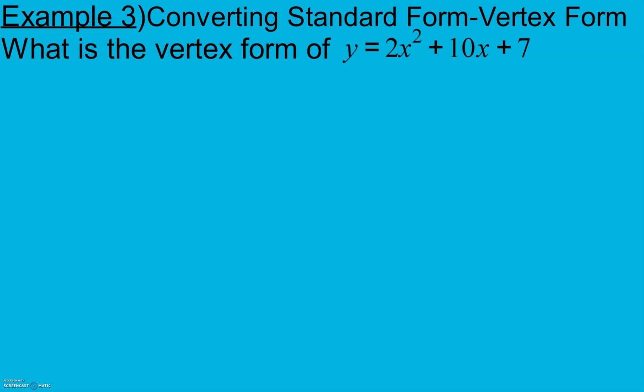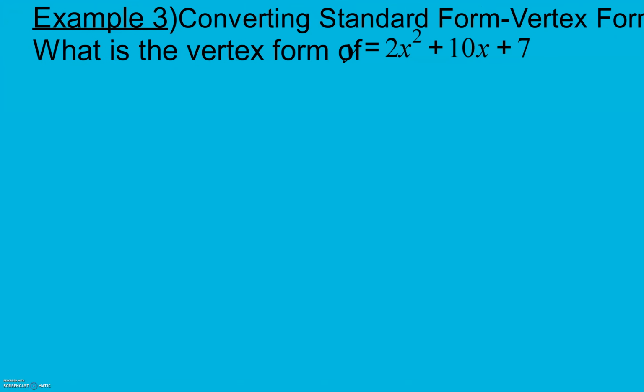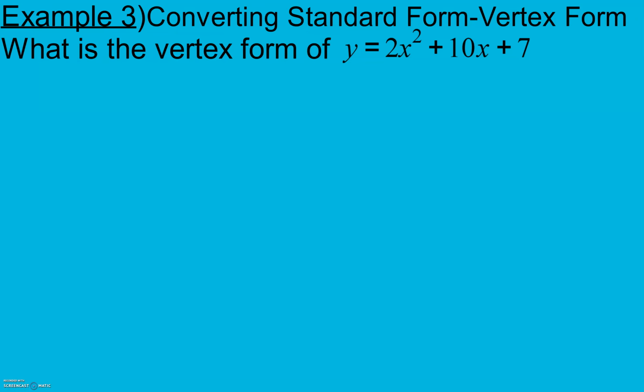Continuing on here in section 4.2, we're going to convert standard form to vertex form. So here we're starting off with standard form, but we want vertex form. And keep in mind, vertex form is y equals a times x minus h squared plus k. It's the one where we can see what our vertex is. So in order to write it in vertex form, we're going to keep our framework here.